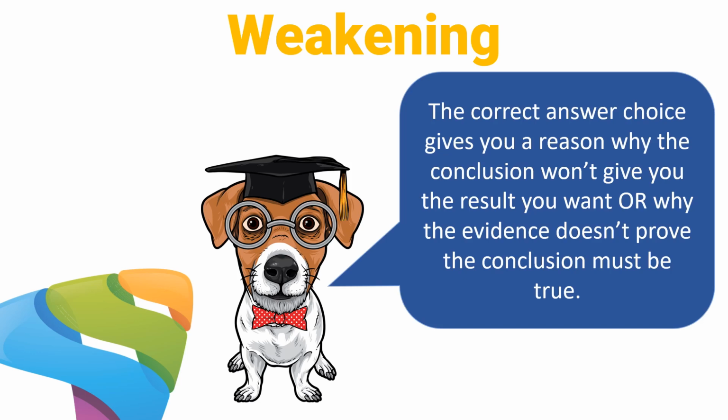On weakening questions, you're looking for reasons why things won't work. Specifically, you're looking for a reason why the conclusion won't give you the result you want, or you're looking for a reason why the evidence doesn't necessarily prove the conclusion must be true. If you look out for those two things, you're going to get every single weakening question right every single time. Okay, good job. Great job.